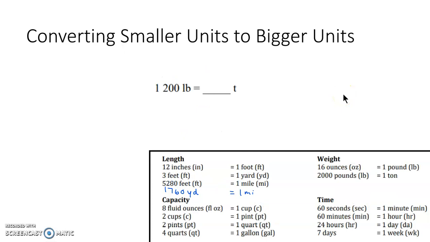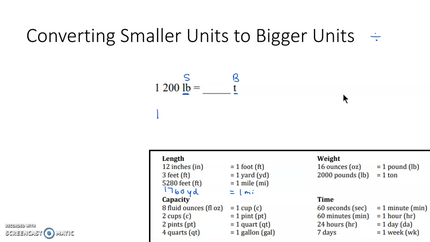If you are going the other way, if you're converting a smaller unit to a bigger unit, as in this example where we're going from pounds, which is much smaller than tons, so we're going from small to big, now we're going to divide. So when we go from small to big, we take the 1,200 divided by, and we look to our conversion chart for pounds and tons, and we see that information right here. So what we're going to do now is divide by 2,000.